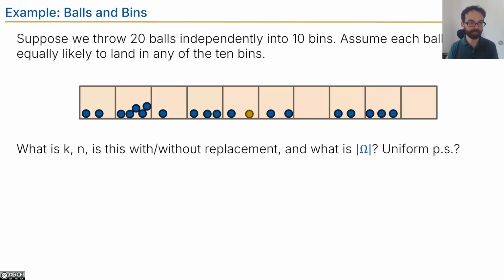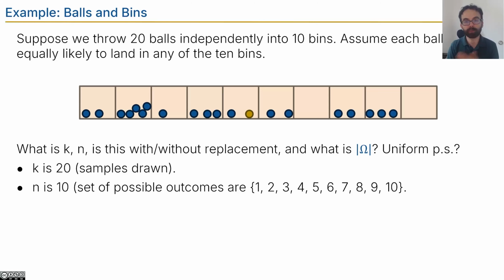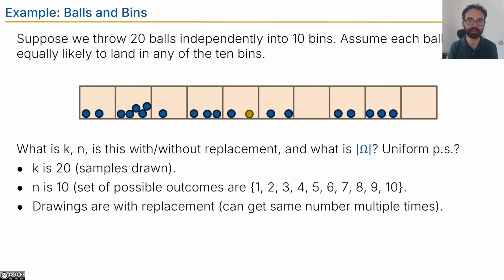Okay, first, let's talk about K. K is the number of samples we're drawing. It's going to be 20. What are we drawing? Well, we're drawing bin numbers. So N is 10. Those are the possible outcomes. Each individual sample you draw is some number between 1 and 10. It's with replacement because you get the same number multiple times. So it's not that you can only get bin 2 a single time.